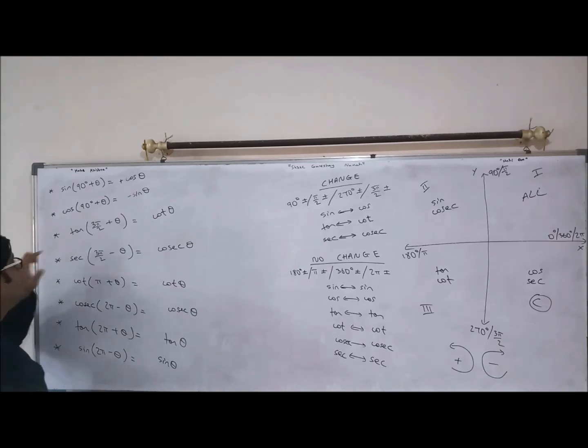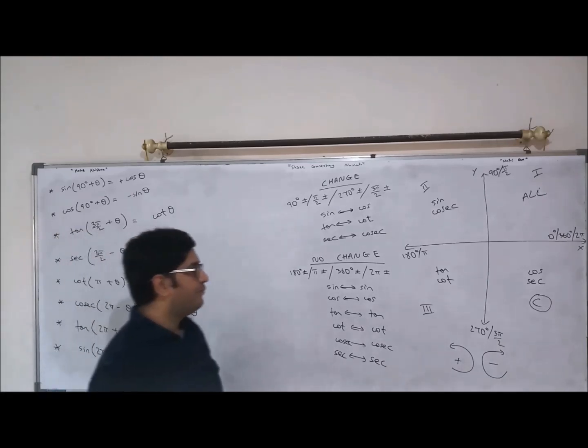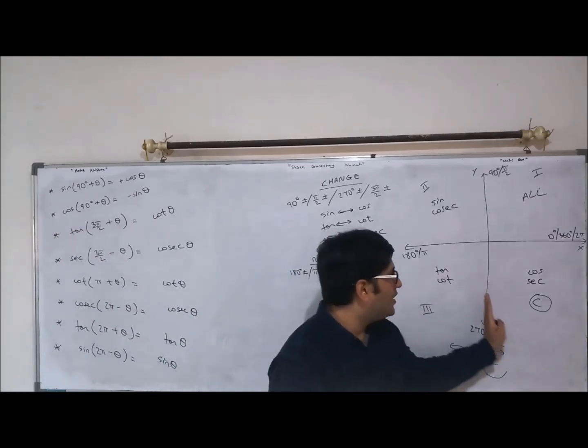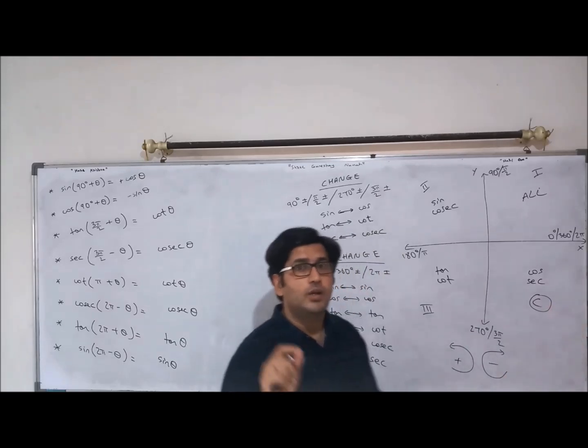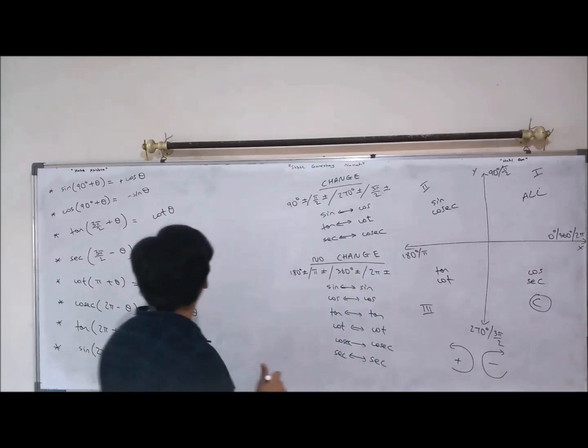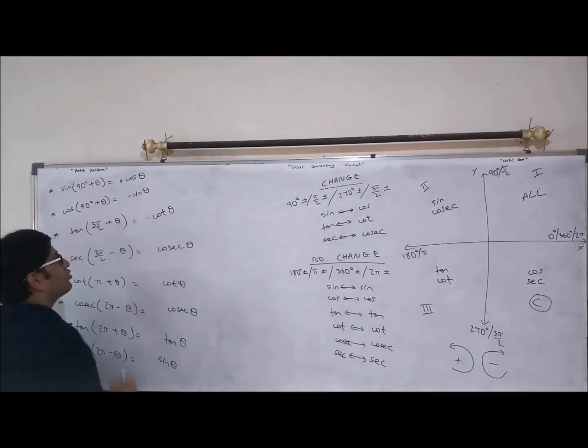Okay. Now tan 3 pi by 2 plus theta. 3 pi by 2 means आप यहाँ पे हो, plus मतलब you are entering the fourth quadrant, तो वहाँ पे tan function is negative, so your answer is minus cot theta.